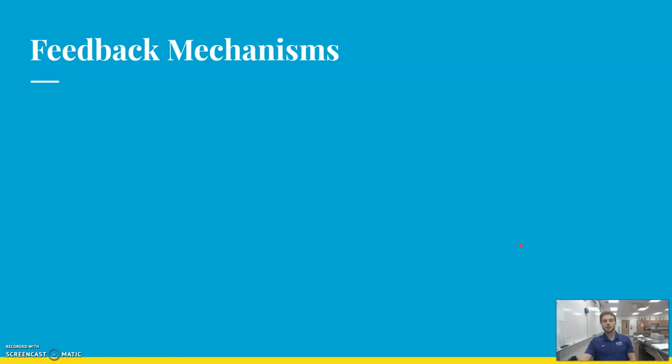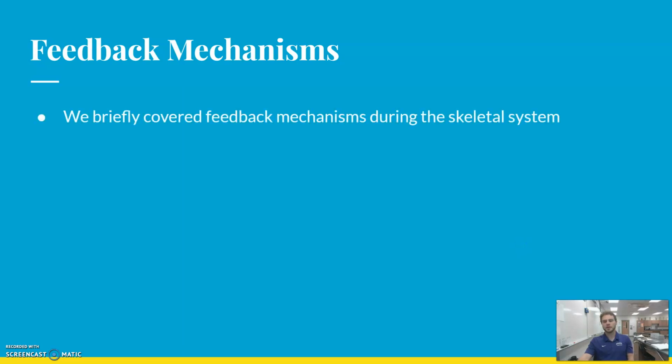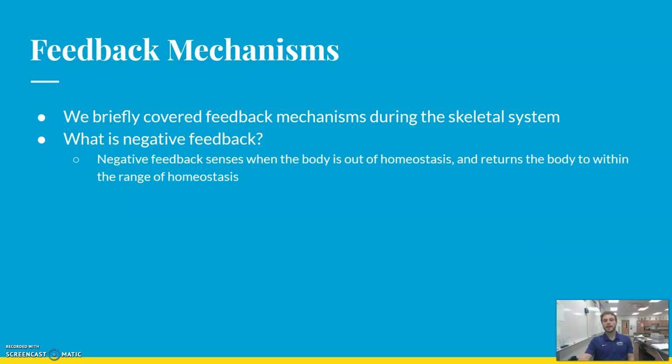So in talking about hormones, we do need to talk about feedback mechanisms. I know we've briefly covered them during the skeletal system when we talked about calcitonin and osteoblasts and osteoclasts and all of that. But you may remember negative feedback is when the body is outside of homeostasis and it's going to return the body back to homeostasis. So you're too warm, you sweat, that cools you off, that returns you back to your normal body temperature. Or you're too cold, you shiver, that warms you up and returns you back to your normal body temperature. Those are examples of negative feedback.